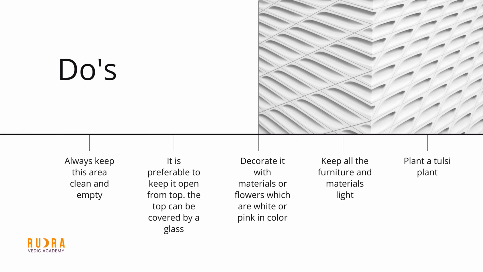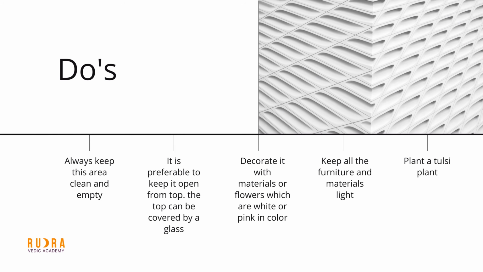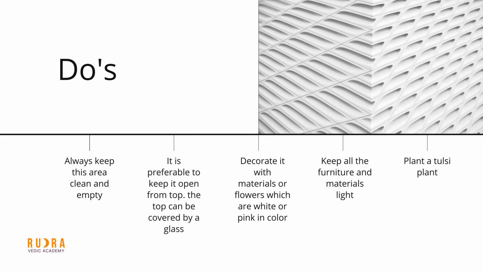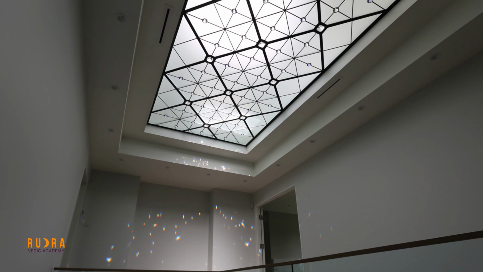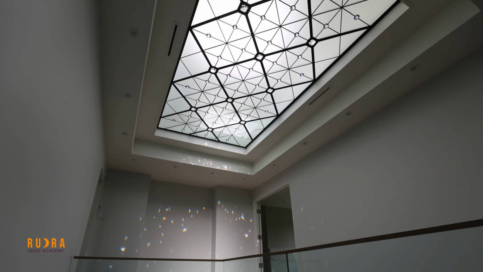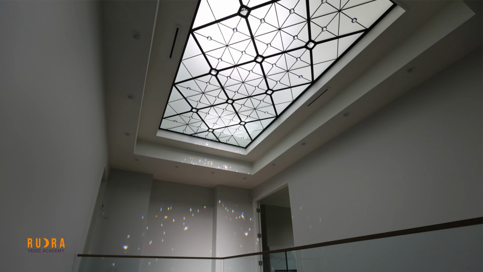What are the good things that you can do in a Brahmasthana? It is considered the home of Lord Brahma and should always be kept neat and clean as much as possible. It is always best to leave the area empty or obstacle free to enjoy more happiness, prosperity, peace, and harmony at home. If you can keep that center of the house open from the top, or you can have a glass on the top.